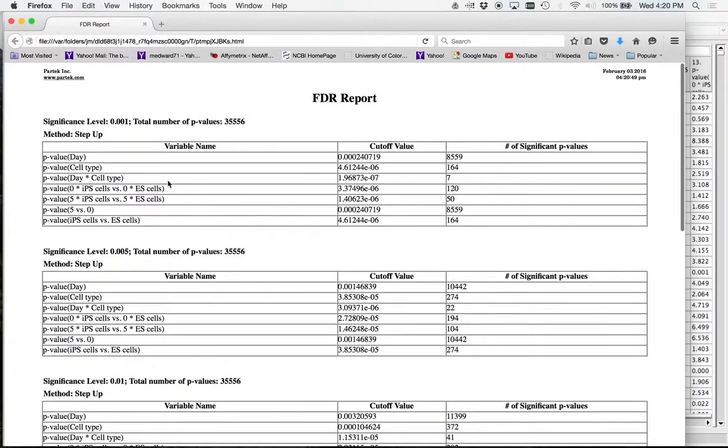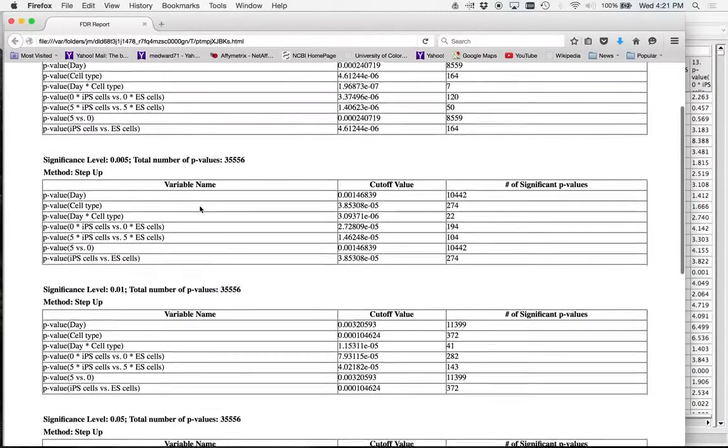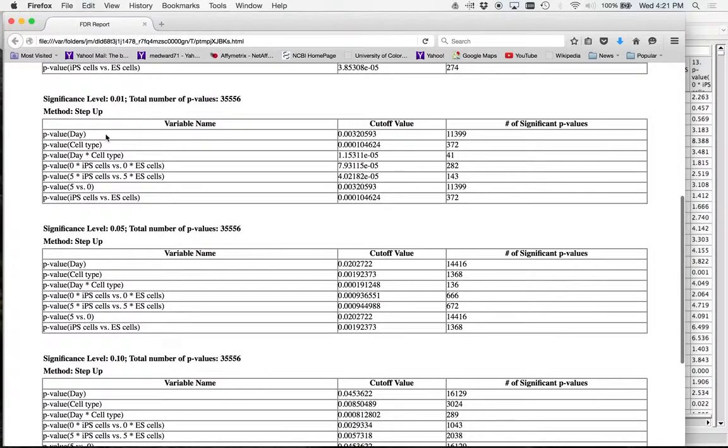This is telling me that at a false discovery rate, let's go to 1%. So you can see here, we could do the days, right? At day, a p-value of 0.003 is going to give me a false discovery rate of 1%. So out of these 11,400 genes, I only expect 1% to be false. That's a lot of genes that are changing that are significant. But you can see the other ones are very manageable. Cell type, about 372. Day and cell type, about 41, 282, etc.